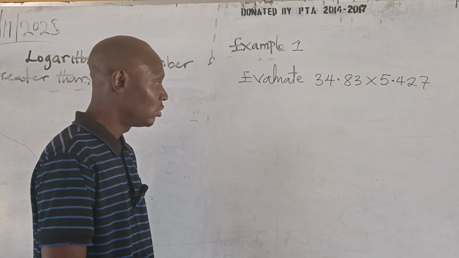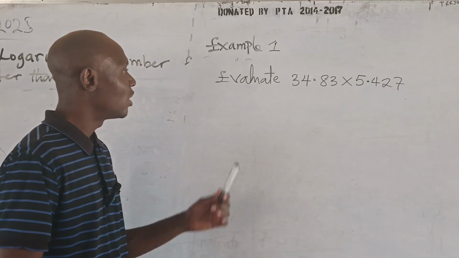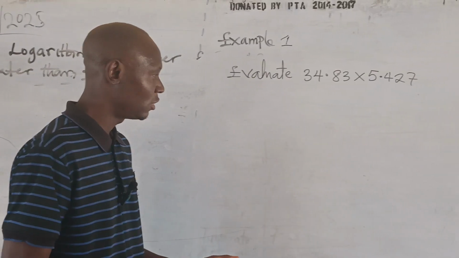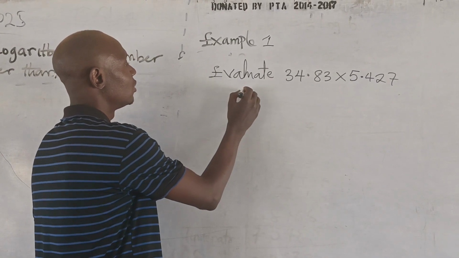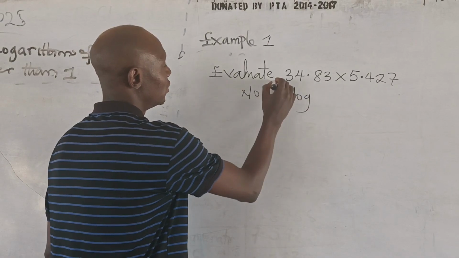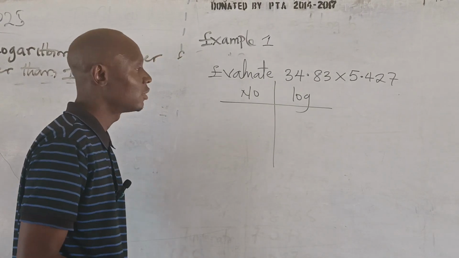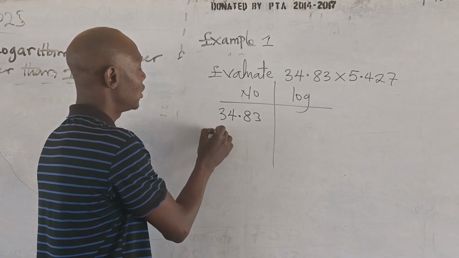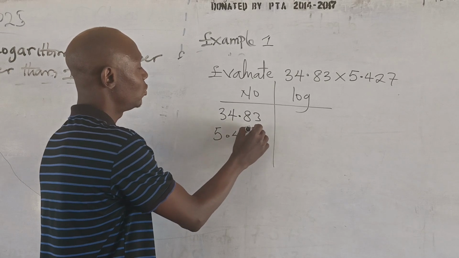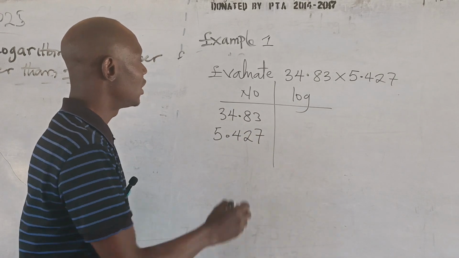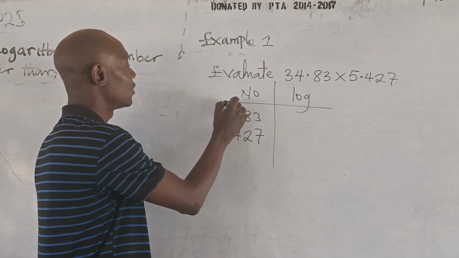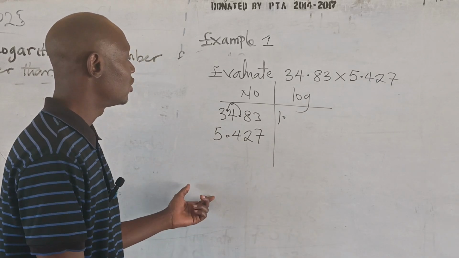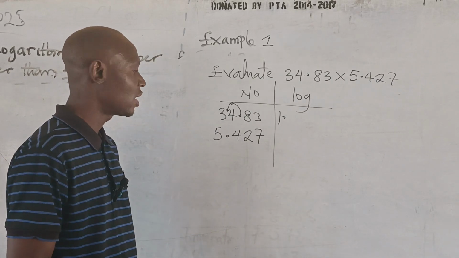This is example 2. Evaluate 34.83 times 5.427. The first thing to do is to draw our table, number and log, then write 34.83 and 5.427. Now the integer for the first is 1, because the point is going to move 1 time to the left hand side.